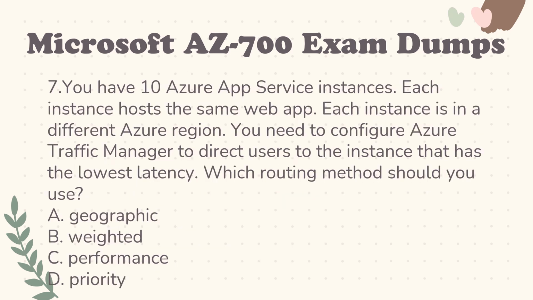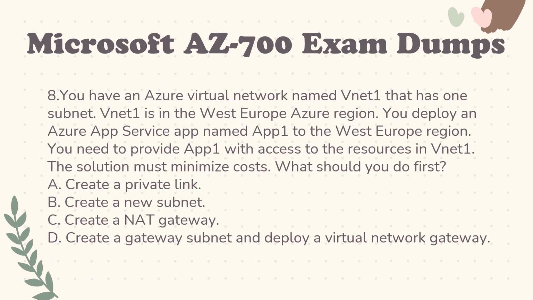7. You have 10 Azure App Service instances. Each instance hosts the same web app. Each instance is in a different Azure region. You need to configure Azure Traffic Manager to direct users to the instance that has the lowest latency. Which routing method should you use? A. Geographic, B. Weighted, C. Performance, D. Priority.